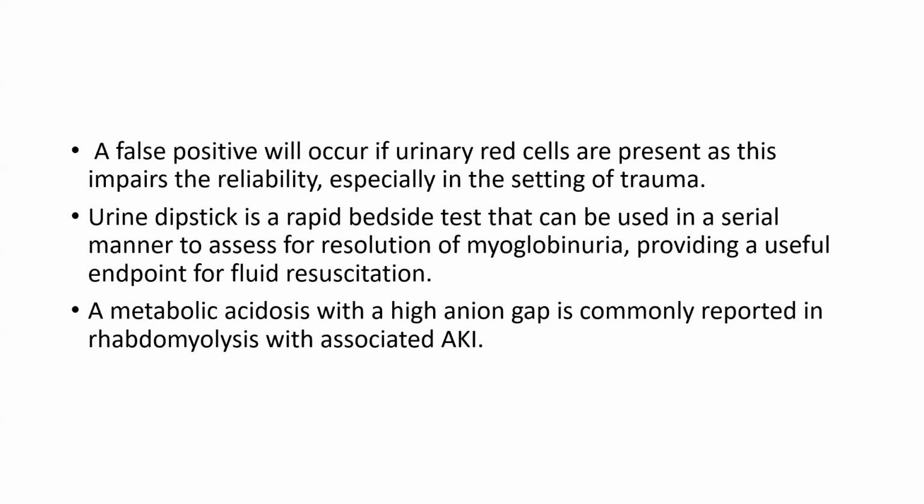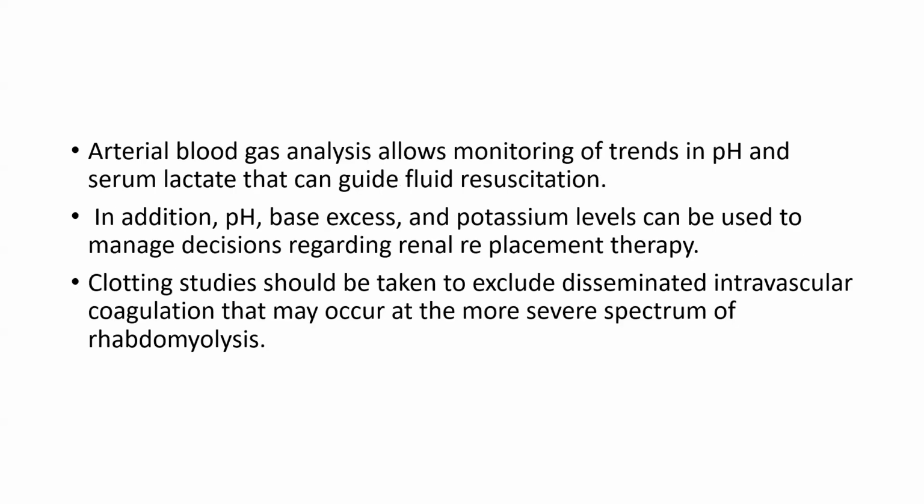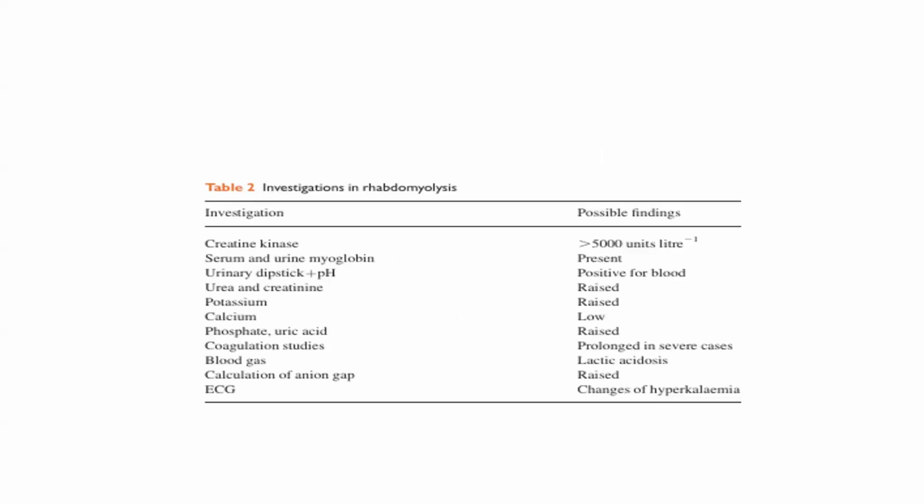False positive results will occur if urine red cells are present, as these impair the reliability, especially in the setting of trauma. Urine dipstick is a rapid bedside test that can be used in serial manner to assess resolution of myoglobinuria, providing a useful endpoint for fluid resuscitation. A metabolic acidosis with high anion gap is commonly reported in rhabdomyolysis associated with AKI. Arterial blood gas analysis allows monitoring of the trend in pH and serum lactate that can guide fluid resuscitation. In addition, pH, base excess, and potassium level can be used to guide decisions regarding renal replacement therapy. Clotting studies should be undertaken to exclude DIC that may occur at the more severe spectrum of rhabdomyolysis.